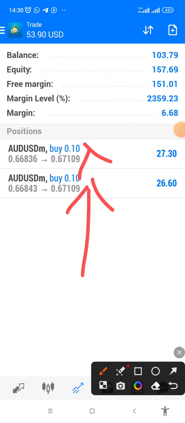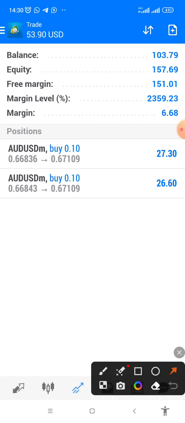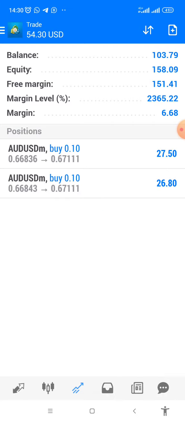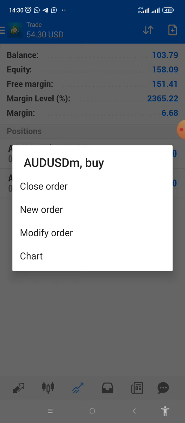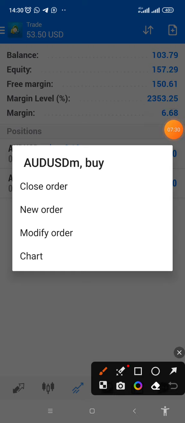When you tap on each of them, there will be a pop-up, or you click and hold on each of the trades. So when you tap and hold here, or you tap and hold the next one, there will be a pop-up. So let's do it together. I tap and hold, you see the pop-up will come. Now the pop-up says close order, new order, modify order, and then chart.